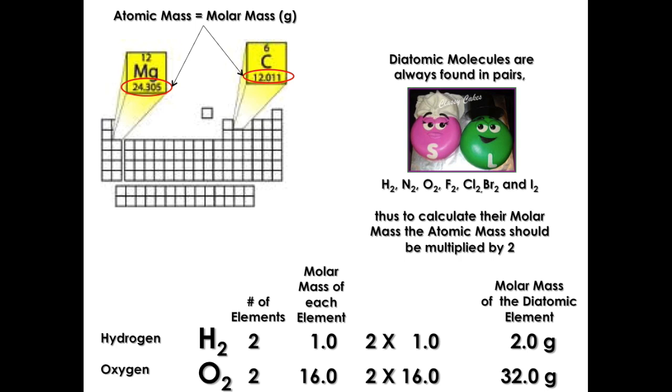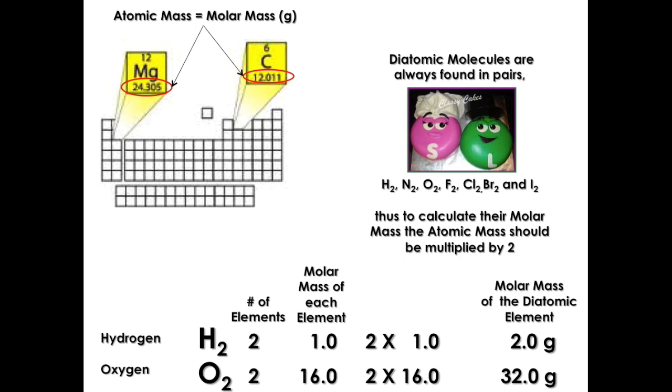Remember one thing: the diatomic molecules are always found in pairs: hydrogen, nitrogen, oxygen, fluorine, chlorine, bromine, and iodine. Thus, to calculate their molar mass, the atomic mass should be multiplied by 2. In the examples below, you can see this.